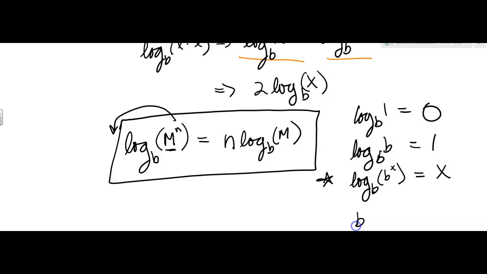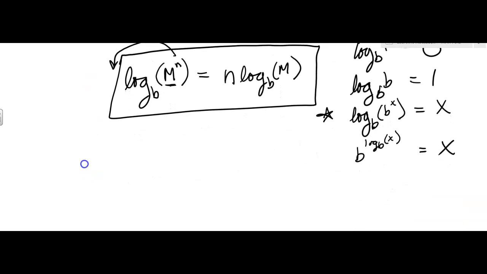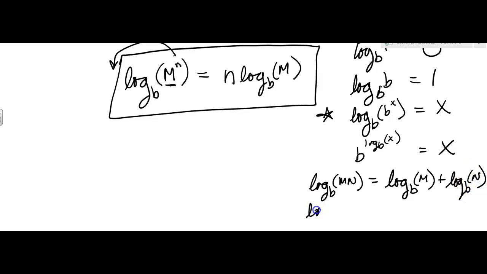We have b to the power of log base b of x equals x. That's an exponential form, so we don't always see that one as much when we're working with the logarithms, but it's still a property. And then we have our product, log base b of mn equals log base b of m plus log base b of n. And then we have our quotient, log base b of m over n, which equals log base b of m minus log base b of n.